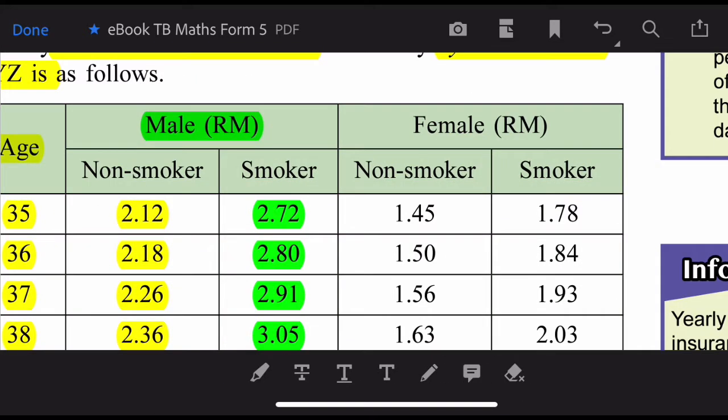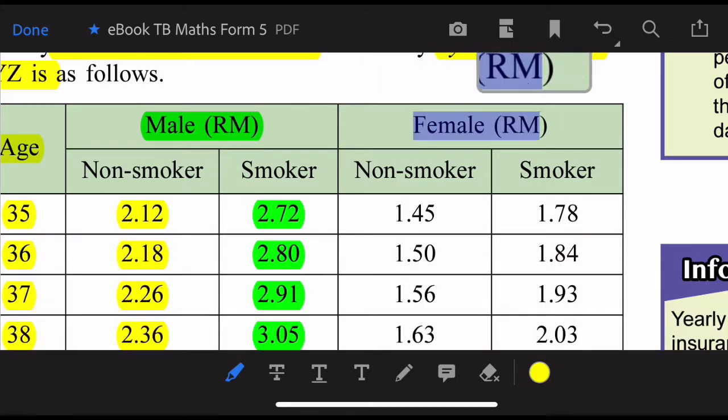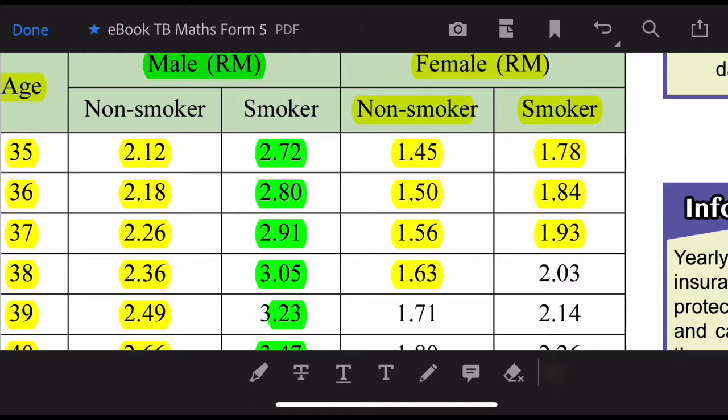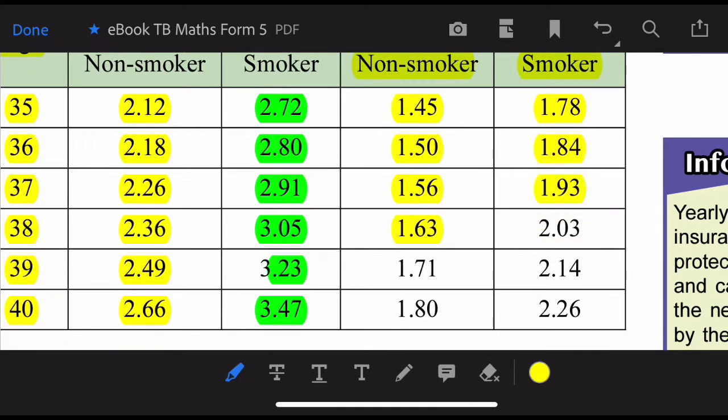For female, let's focus on the female. For female, the non-smoker and the smoker rates seem lower than the male. For non-smoker it's actually quite low, which is 1.45 compared to smoker, and that is for age 35. For age 36 it will increase, 37 will increase, and then for 38 it will increase to 1.63, and for smoker it will be 2.03, and the highest is 1.80 for non-smoker, and for smoker is 2.20, which is still lower than the smoker for the male, which is highest at 3.47.